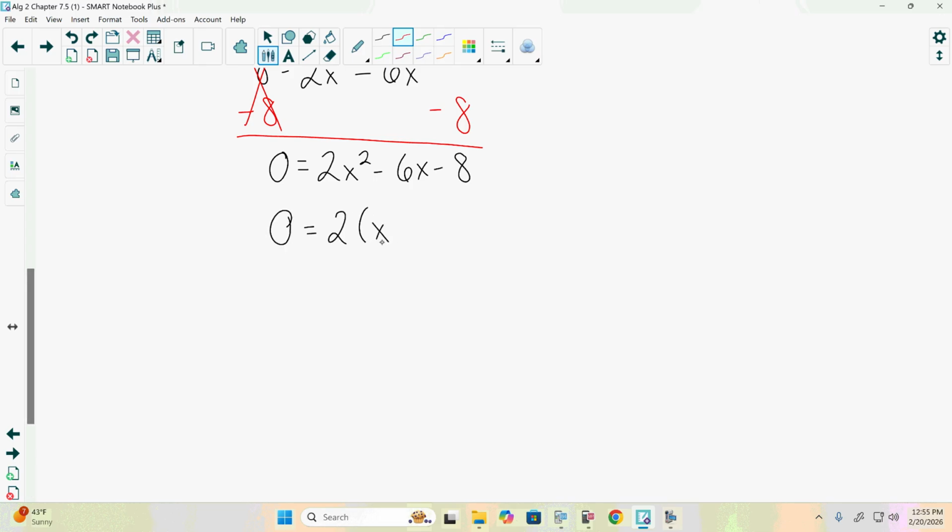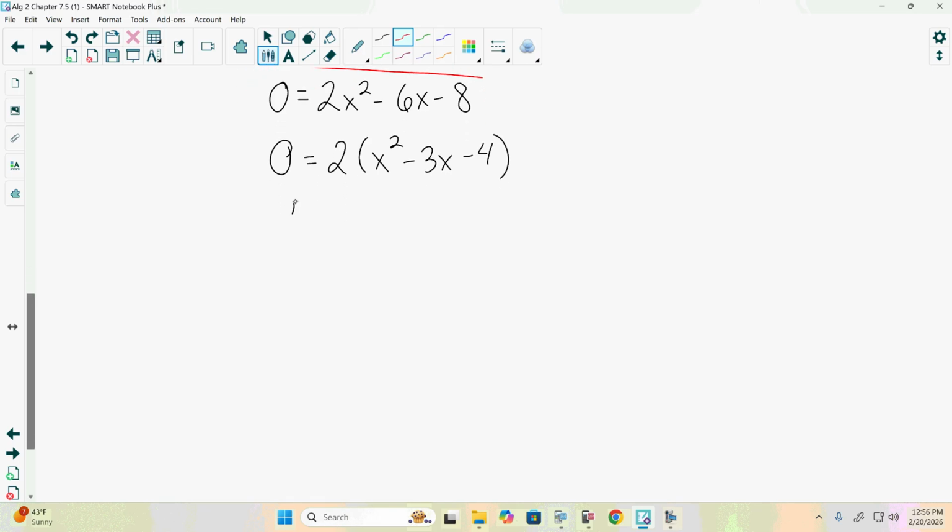Now the first thing we want to do is factor out the greatest common factor amongst all three terms. And because the greatest common factor between 2, 6, and 8 is 2, we can divide it out of all three terms, giving us 2 times x squared minus 3x minus 4. Now our x squared minus 3x minus 4 is factorable.